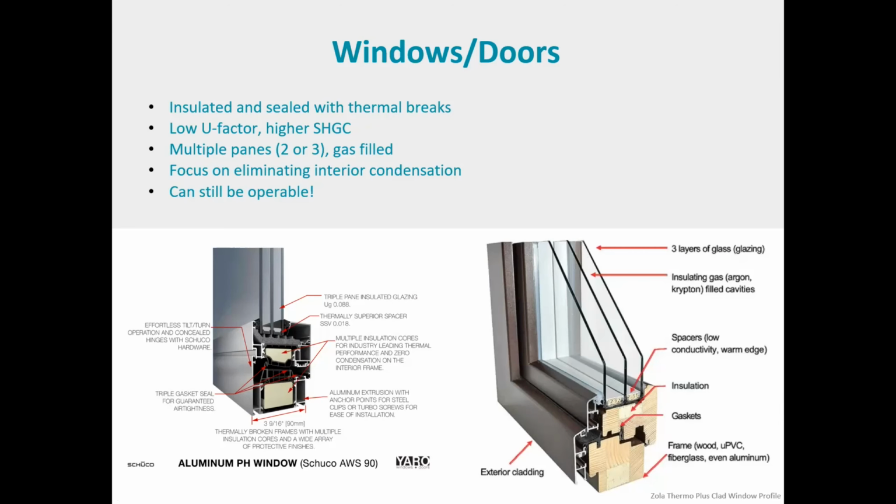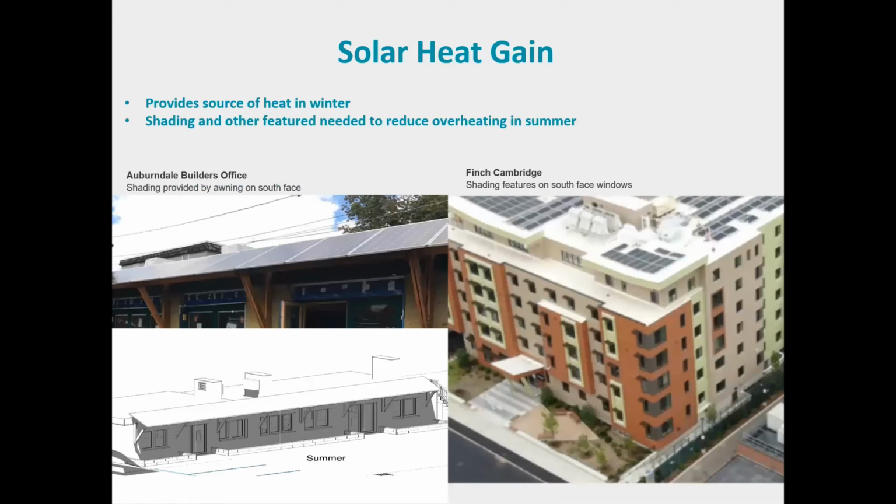Different windows that work in passive house buildings are usually double or triple paned. The frames should have insulation and thermal breaks, and the windows themselves should be installed properly, so you're eliminating air leaks. There's some other notes here that you can take a look at, but we're not going to cover too much of this today. I do want to talk a little bit about solar heat gain.